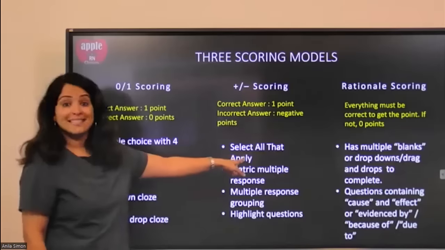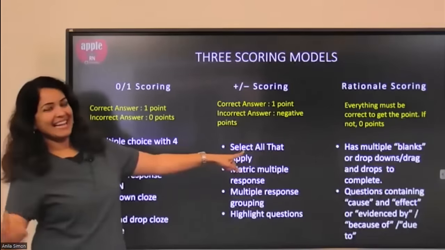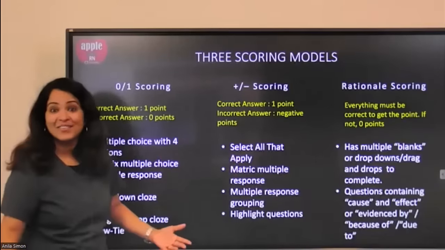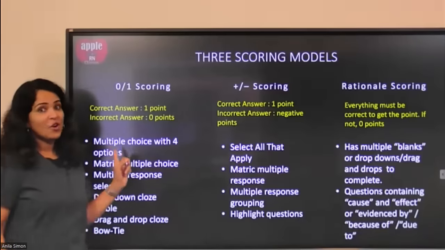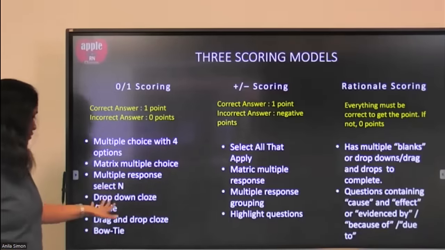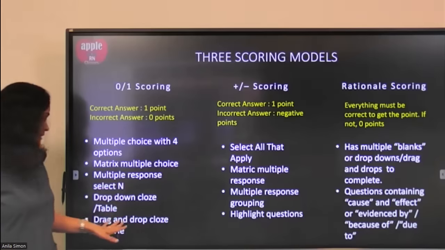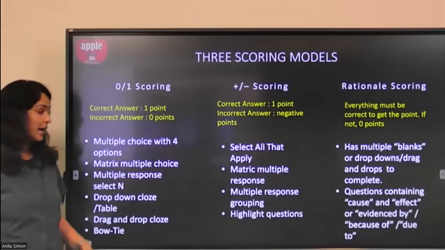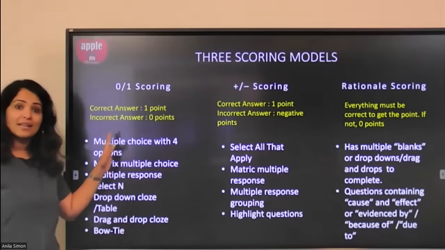This is our SATA, the age-old SATA, where you have to select all that apply. That is not 0-1 scoring. That has negative marking, right? And drop-down cloze, table, drag and drop cloze, and bow tie. So these are some of the ones which are in 0-1 scoring.